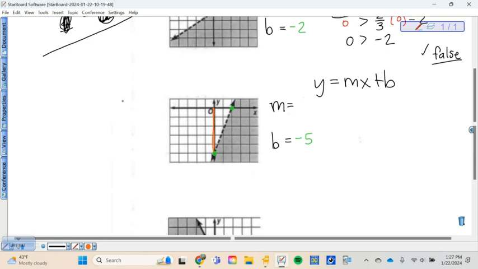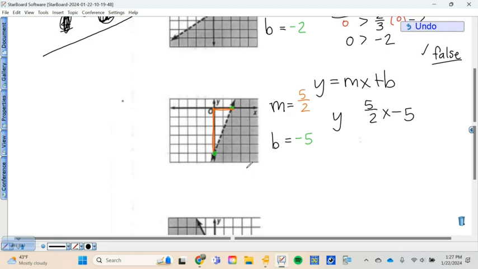What's the rise? 5. And what's the run? 2. Good. So there you go. That gives me most of my final answer, right? y equals 5/2 x minus 5. But again, I'm not using an equal sign. I need to use an inequality.